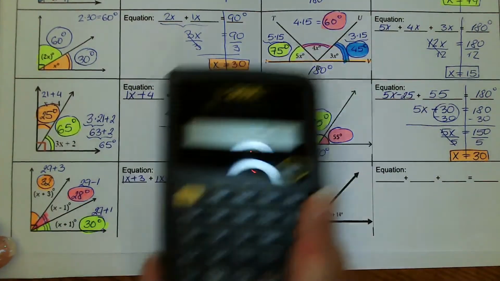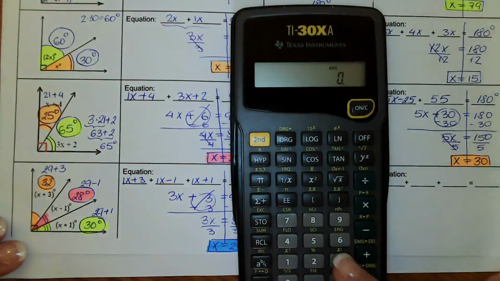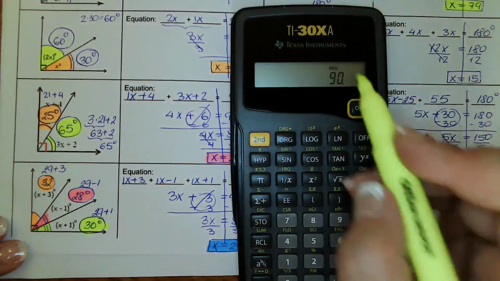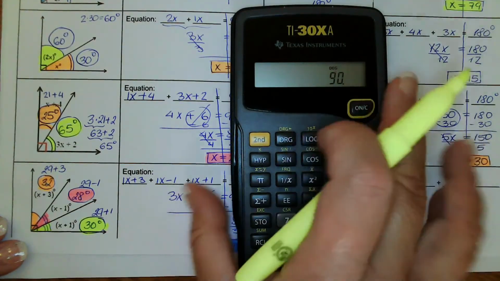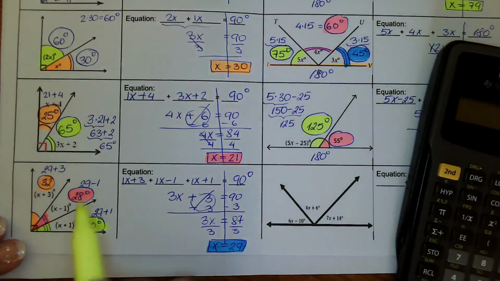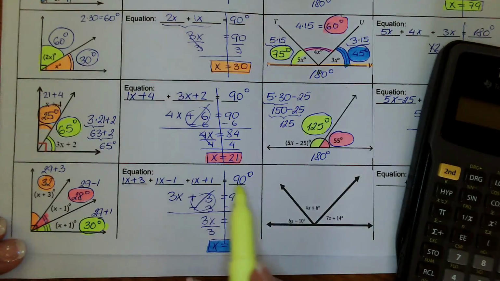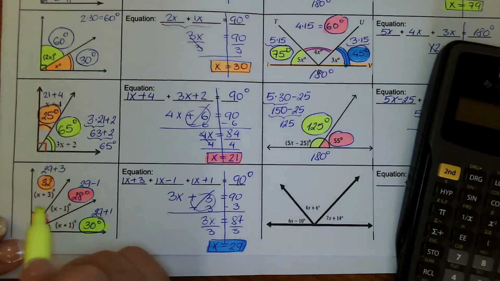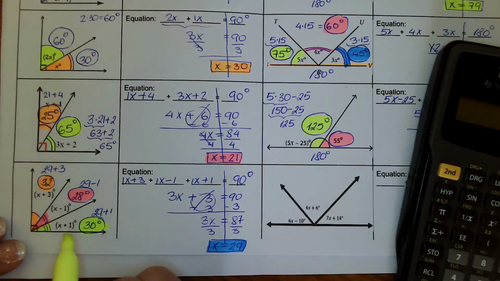Let's check if that's correct. So I have to add them up. 32 plus 28 plus 30, and that's exactly 90 degrees. So we use the complementary relationship inside the right angle. The expressions have to add up to 90. When we solve the equation, we have the x value. To find the angles, we substitute that x value and solve for each angle measure.